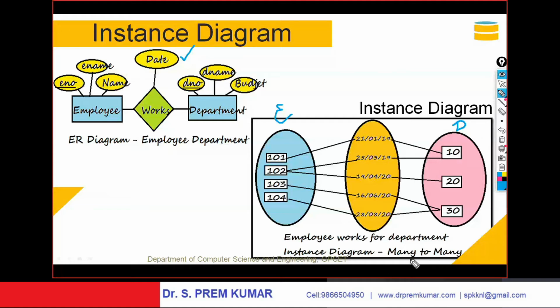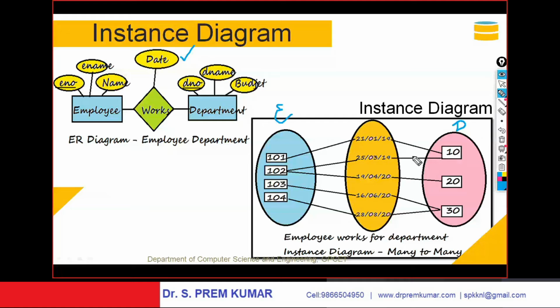Here you can see a many to many relation. For example, 102 is working for department number 10 as well as for department number 20. That is a many to many relation. For example, department number 30 received services from employee number 103 as well as 104.